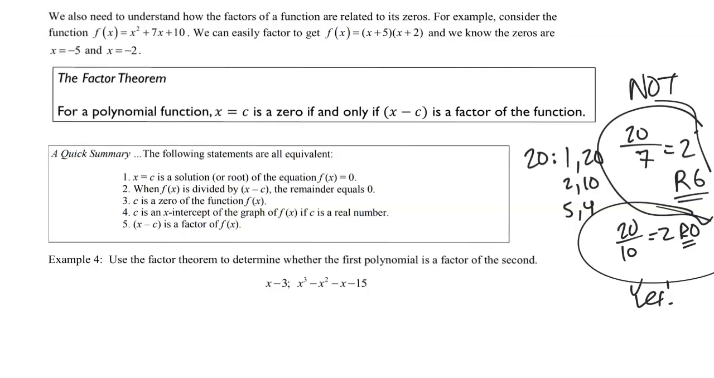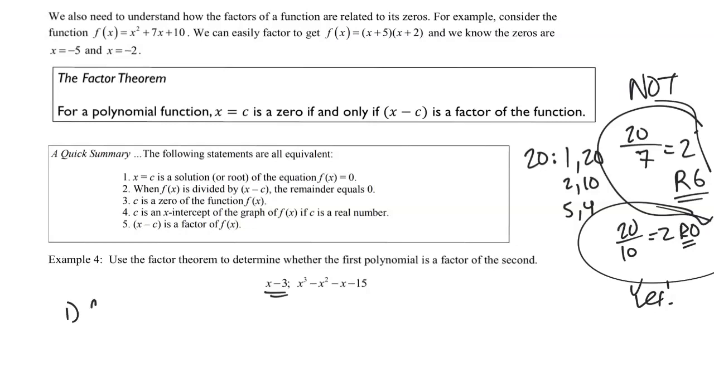linear binomial, for example here in this example 4, is x minus 3 a factor of this big long polynomial? Okay, so let's figure that out. Use the factor theorem, which is essentially what I've just illustrated with elementary school numbers. Use it to determine whether the first polynomial is a factor of the second.